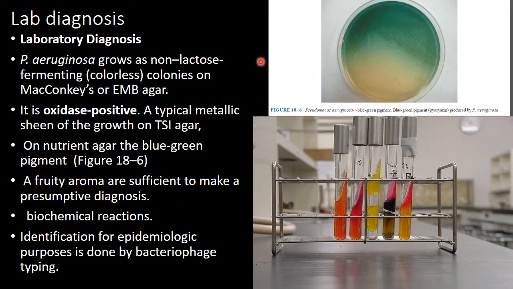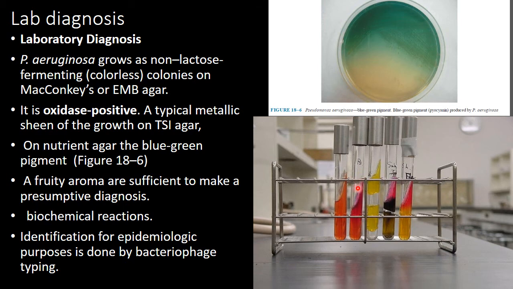Lab diagnosis. If we talk about the lab diagnosis, Pseudomonas aeruginosa is non-lactose fermenting, so it produces colorless colonies on the MacConkey agar or EMB agar. It is oxidase positive, with a typical metallic sheen of growth. On the nutrient agar, this is nutrient agar, it produces the blue-green pigment. Look at the TSI agar.